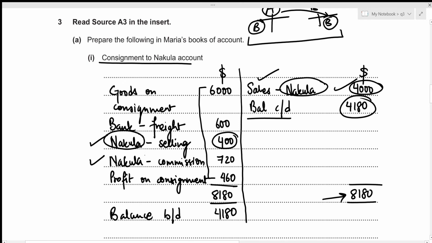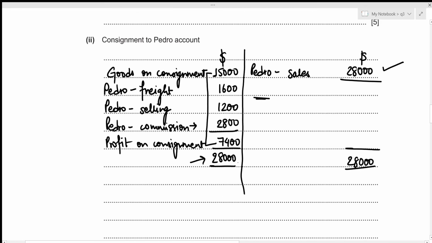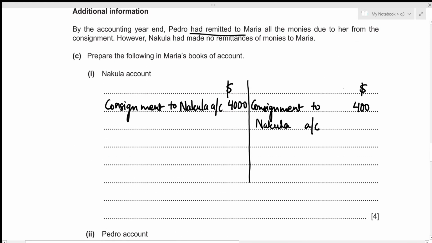Now we have our last one, and that is Nakula on the debit side with the amount of 720, which means that this will be recorded in our Nakula account under the heading of consignment to Nakula account with the same amount of 720, but in the opposite side, which will be the credit side. So let's do that. So now we have consignment to Nakula account, and this amounted to 720.